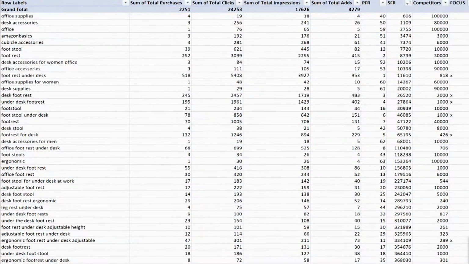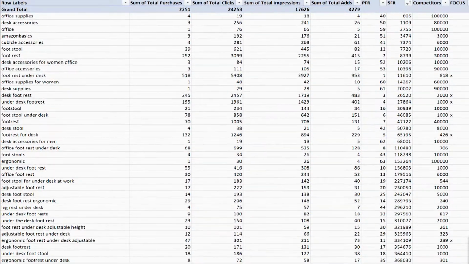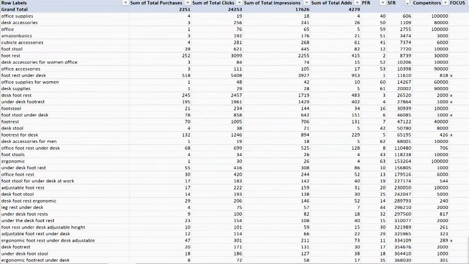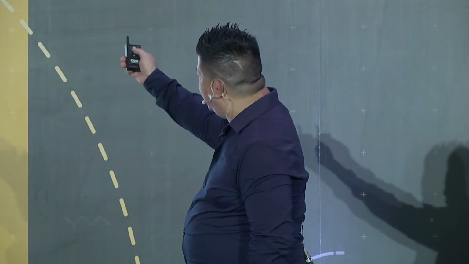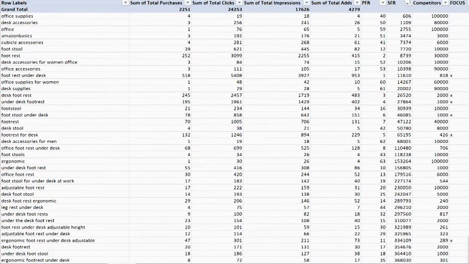If we're looking at SFR, number one is actually the best-selling keyword. Even the people who have been selling this product for so long thought footrest was the keyword they were focusing on. But in reality, if you look at PFR, which is purchase keywords, and SFR, you can see the number 1 keyword is actually footrest under desk. And there's hardly any competition. It's only 800 competitors compared to the second keyword that everyone thought was getting all the sales, which has about 30,000 competitors.